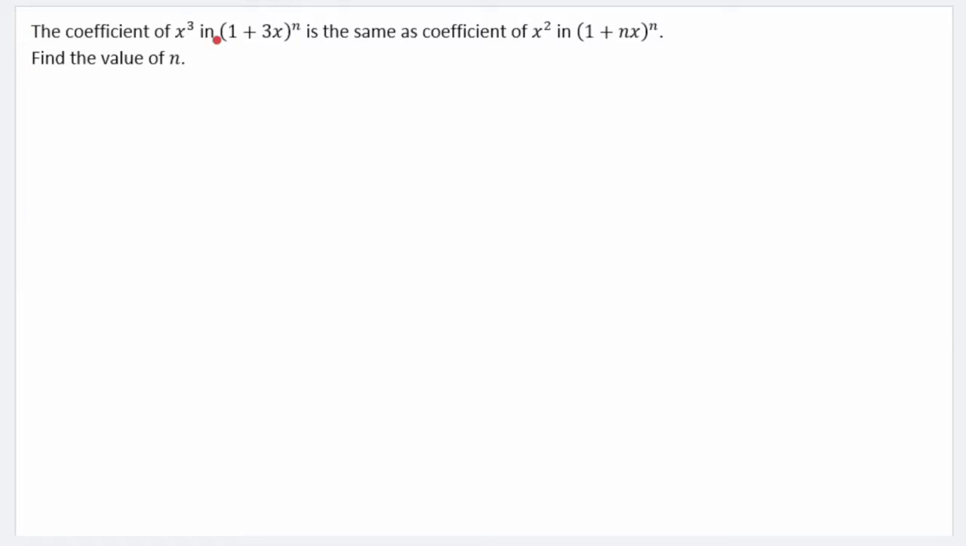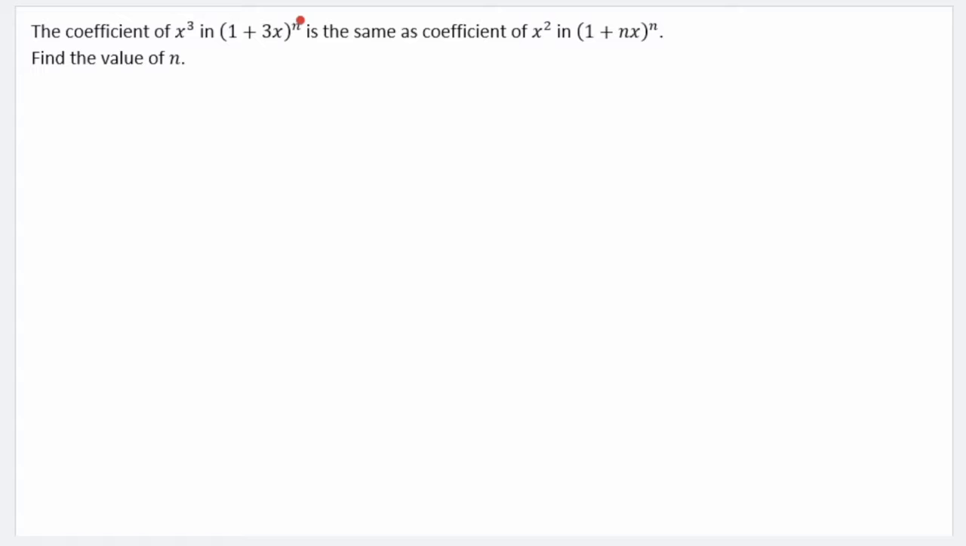Hello and welcome. Now we have a question involving solving for an unknown n, which is in the power of our polynomial function. It is given that the coefficient of x cubed in this particular function is the same as the coefficient of x squared in another function. Here we are required to find the value of unknown n.